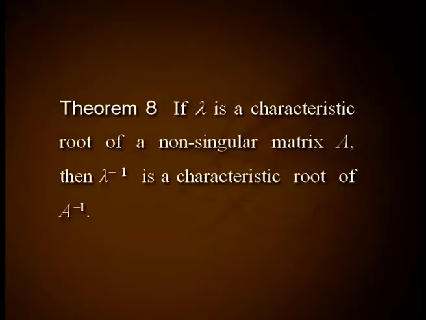Theorem 8: if lambda is a characteristic root of a non-singular matrix A, then lambda inverse is a characteristic root of A inverse. Proof: since A is non-singular, A inverse exists. Also, by the corollary just above, the characteristic root of A must be different from 0, hence lambda not equal to 0, and hence lambda inverse exists.